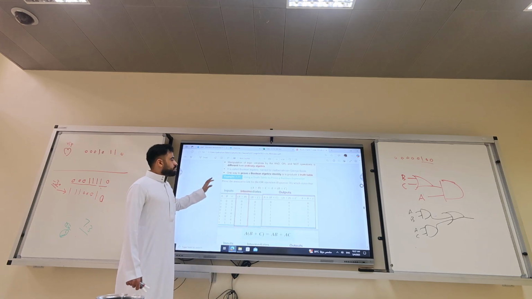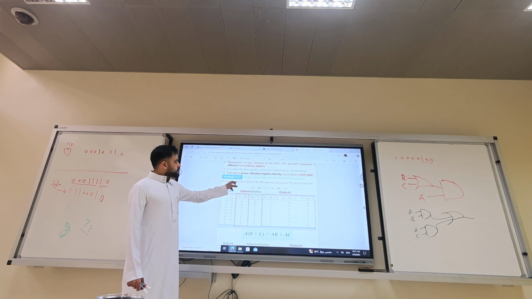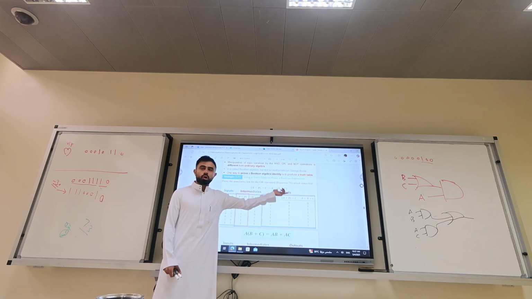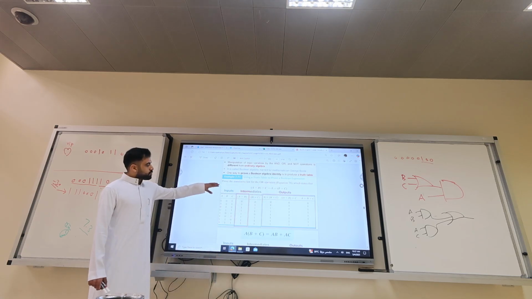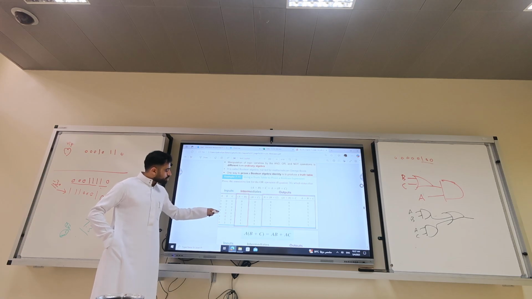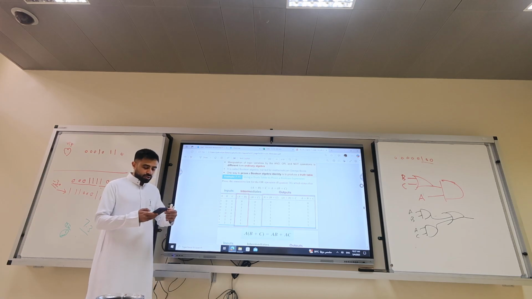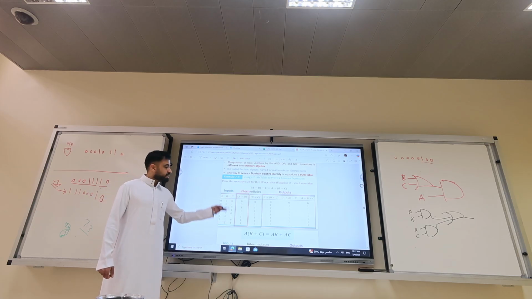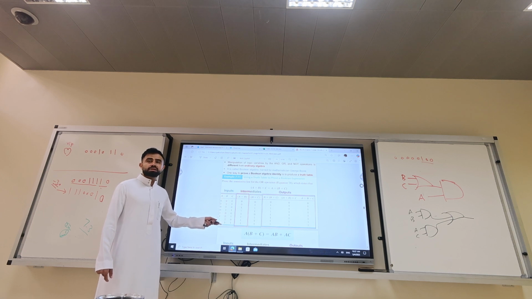For example, prove the associative law for the OR operation, which states that A OR B, everything ORed with C is the same as A ORed with the OR operation of B and C. If you do the inputs, always 0, 1, 0, 1, 0, 1, 0, 1 for C, 0, 0, 1, 1, 0, 0, 1, 1 for B. That's the right way of doing it. A will be 4 zeros and 4 ones.